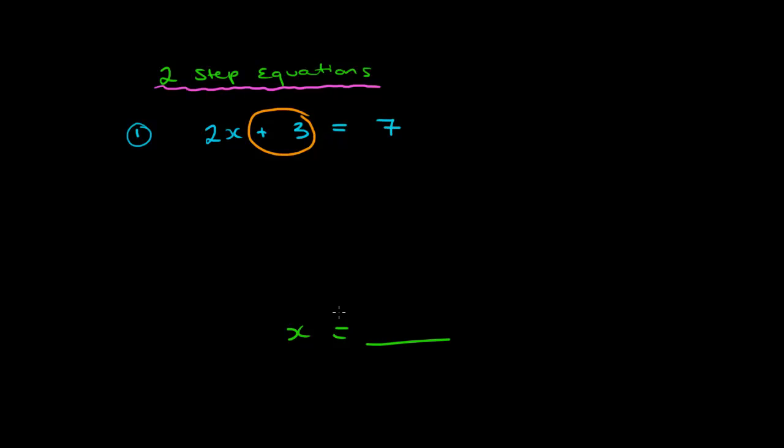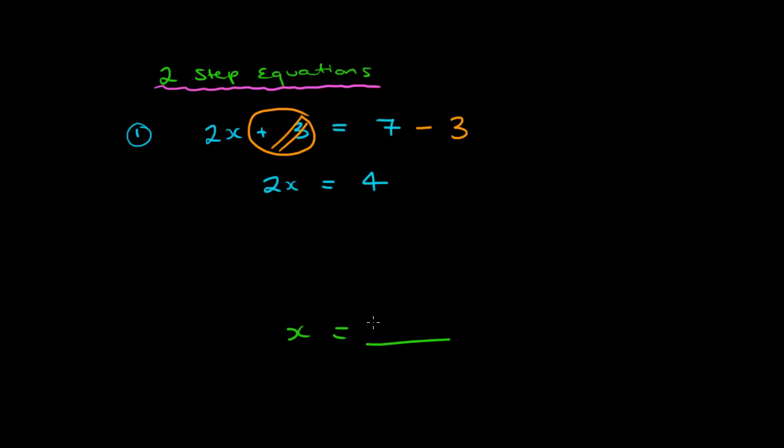So I'm going to change him to the other side. How do I do this? Remember that rule we said: if it changes sides, it changes signs. So if I chuck the 3 over to the other side, what's the opposite of plus? The opposite is minus. It's very important to do this next step. We're going to rewrite this equation now. I've only got 2x left on the left-hand side. Now I've got 7 take away 3, and 7 take away 3 is equal to 4.